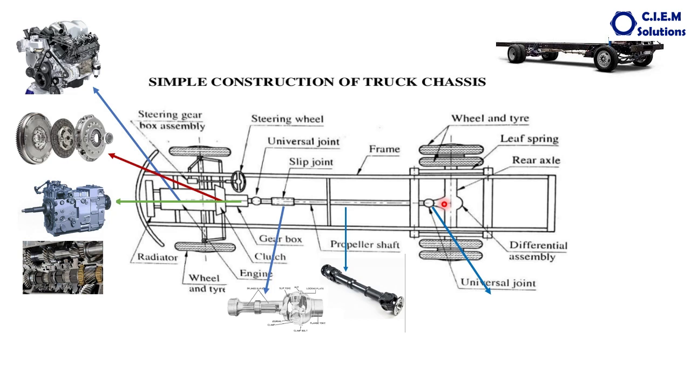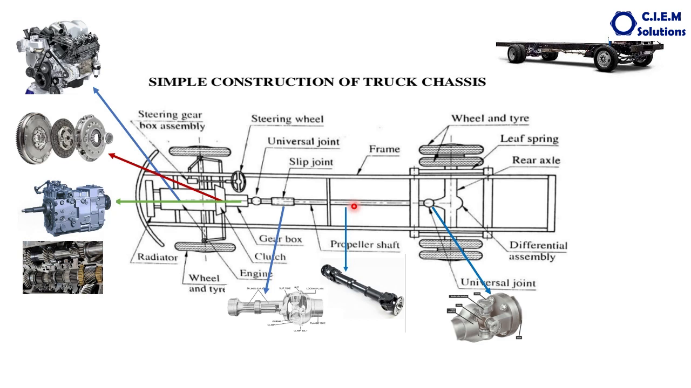Another component fitted to the propeller shaft is called the universal joint. There are two universal joints fitted to the propeller shaft, one at each end: one at the differential side, the other at the gearbox side. If the propeller shaft is too lengthy, you can see it is divided into two propeller shafts. In between there will be one more universal joint.